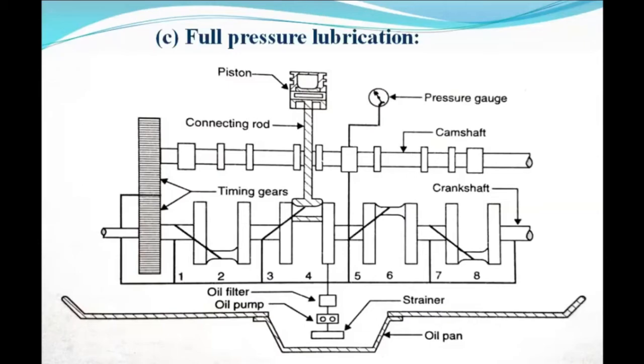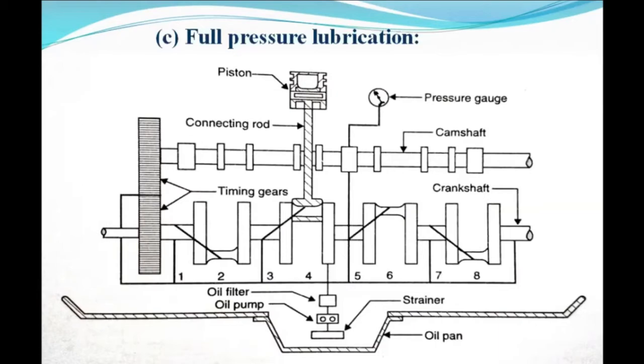The full pressure lubrication system is most commonly used, in which lubricating oil under pressure is supplied to the main bearing and the crankshaft, through holes drilled in the supporting wall and the bearing journal, as shown in the figure. So here the different holes are drawn, as in another figure we saw in the last slide, and through them oil is supplied to the different parts.